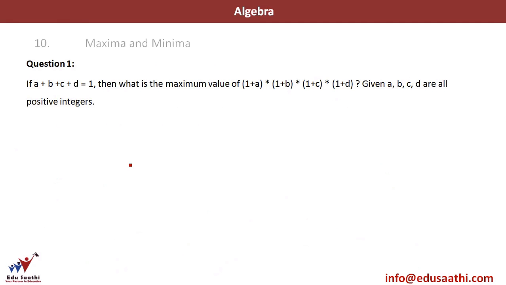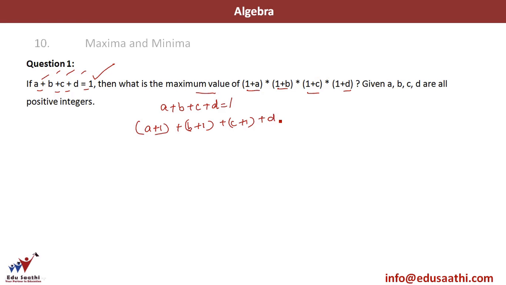Now the question that we have is, if a plus b plus c plus d is equal to 1, then what is the maximum value of 1 plus a into 1 plus b, 1 plus c, 1 plus d, given they are all positive integers? Now what is there? A plus b plus c plus d. Now this is a type of question that we have already done. What I'll try to do is, I'll try to modify the left hand side as per the requirements for the product. So if I've added 4 on the left, I'll add 4 on the right as well. 1 plus 4, which is 5.